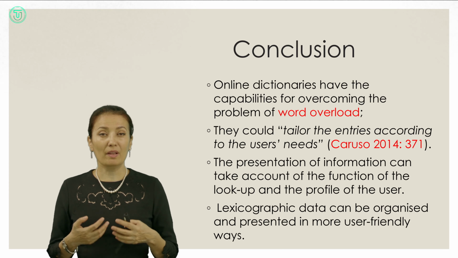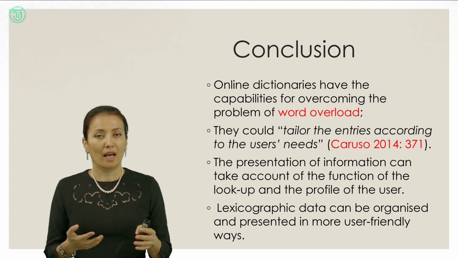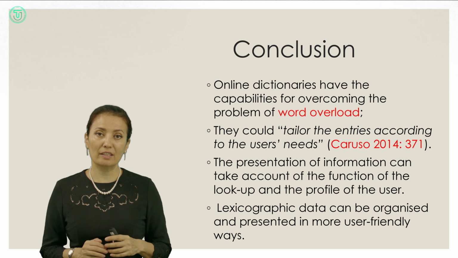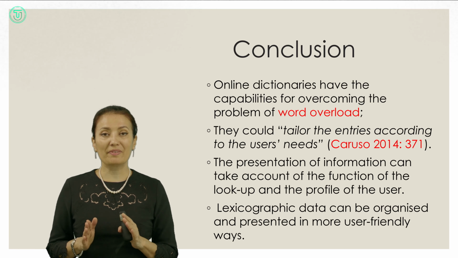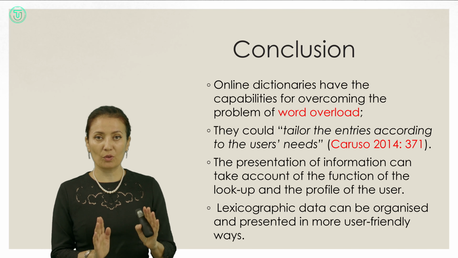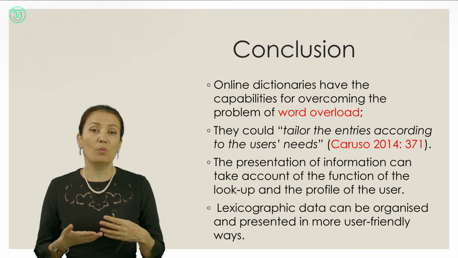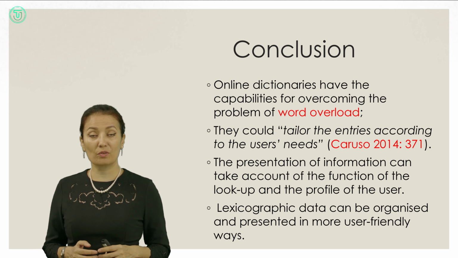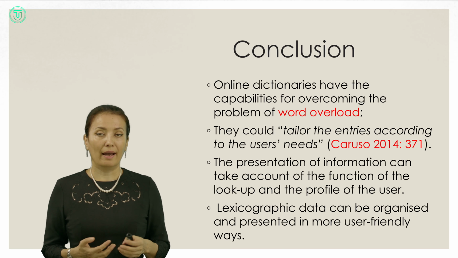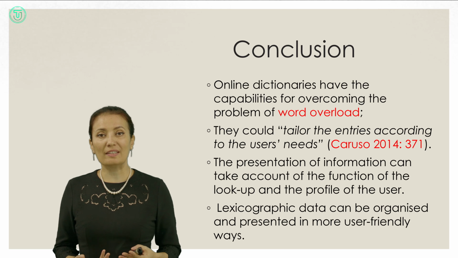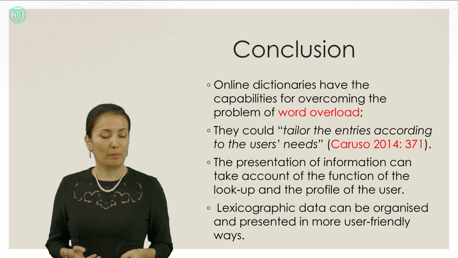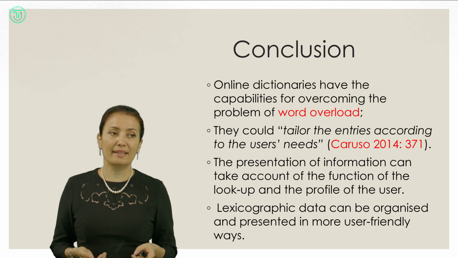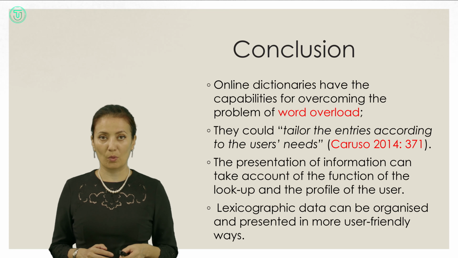For example, what does user-friendly mean? There are special algorithms in online dictionaries where users are interested in some sphere of knowledge, and all the vocabulary or words of the day are chosen according to the interest of the user. It means that an individual approach is used in the online dictionary compiling process. And lexicographic data can be organized and presented in more user-friendly ways.